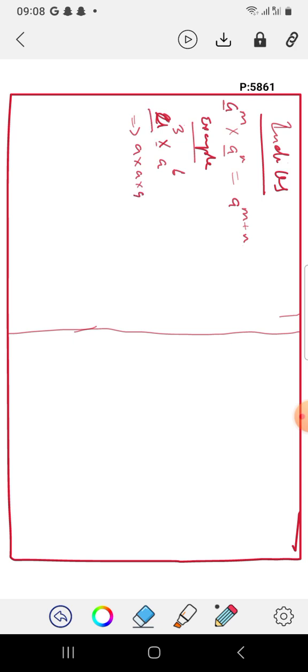So we are done with this now. This times a raised to power 6. That's a times a times a times a times a times a. 1, 2, 3, 4, 5, 6. Beautiful. So when you look at it, how many a's do we have? That's 9 a's. So that's a raised to power 9, which is the same thing as a raised to power 3 plus 6, which is a raised to power 9. So you can now see the reason.